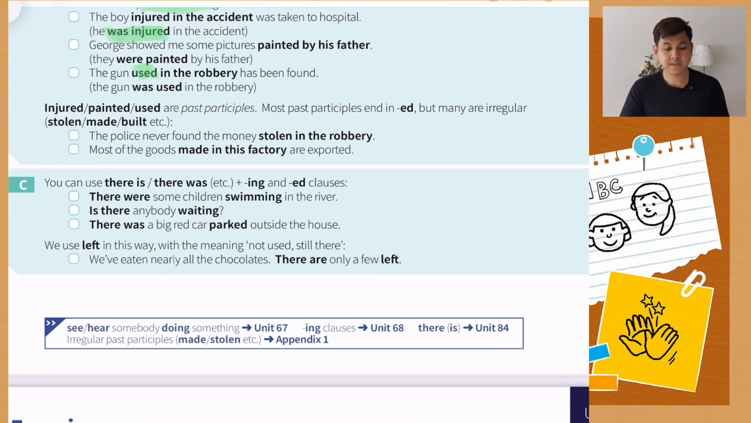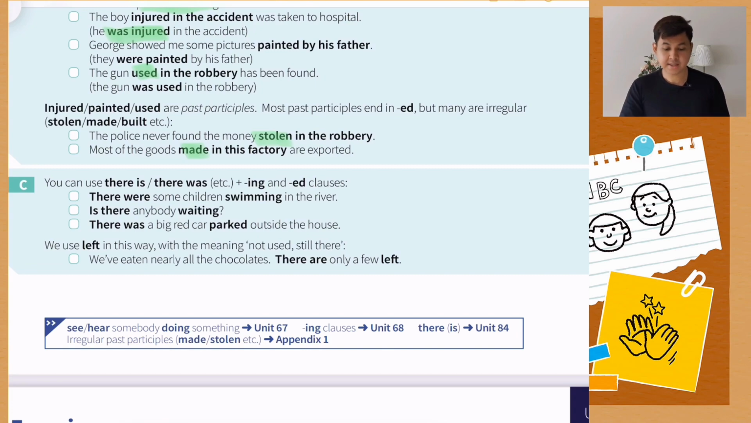For example, the police never found the money stolen in the robbery. Most of the goods made in this factory are exported. Stolen is the verb 3. Made is the verb 3. Now let's finish with section C.